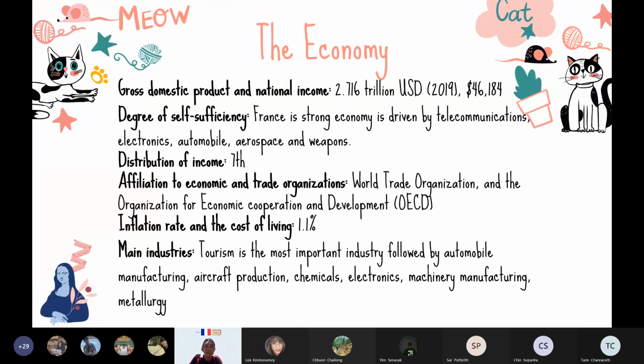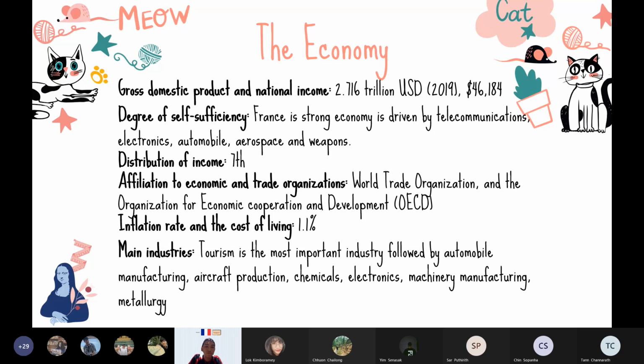Next, for the economy, we have a total of 2.716 trillion USD in GDP and 46,000 of national income. And for degree of self-sufficiency, Can you please go to Just very briefly because you have around 1 minute left. Okay, okay. I'm going to skip a few parts.